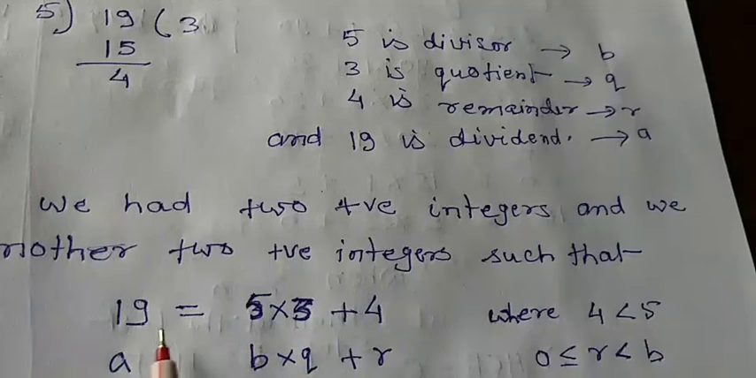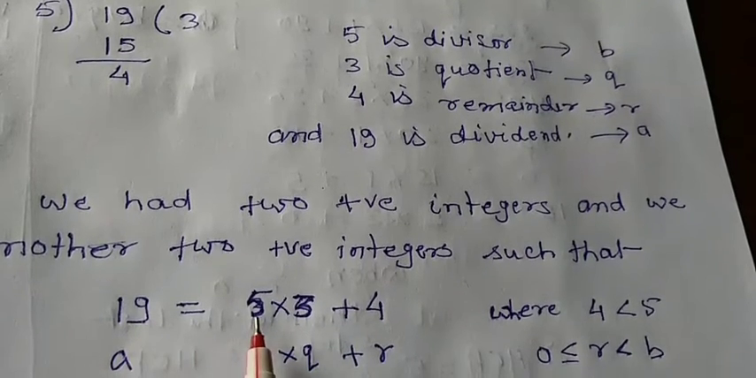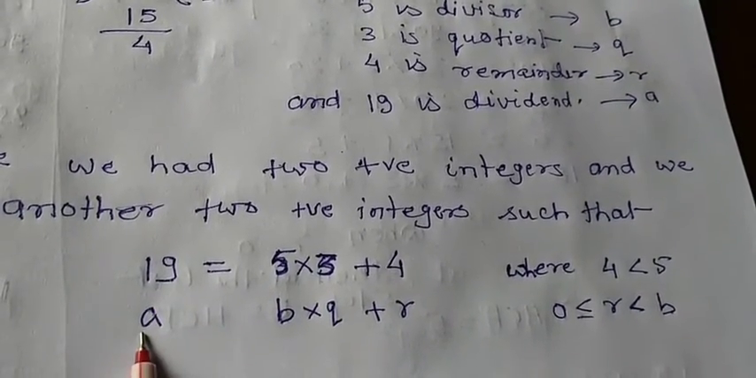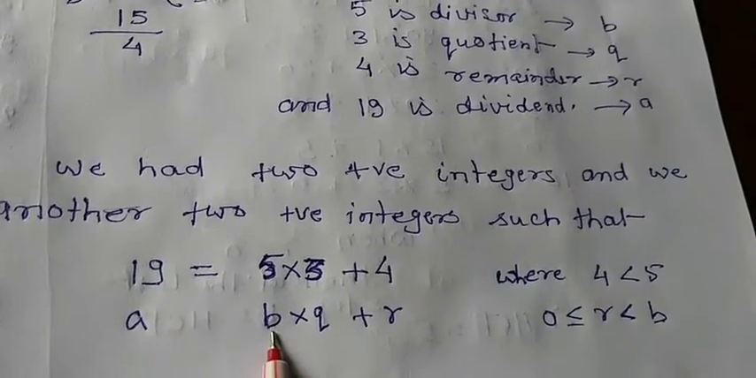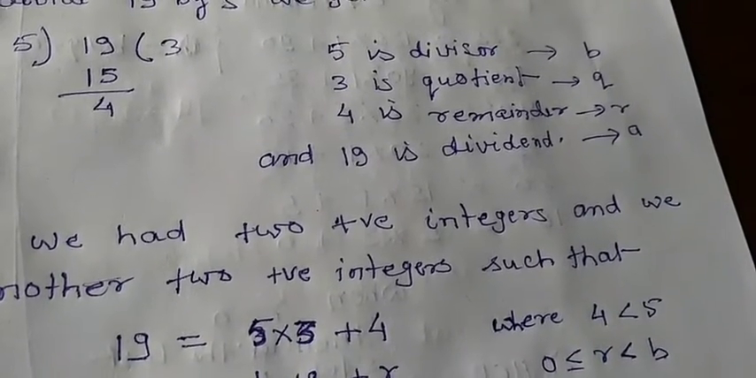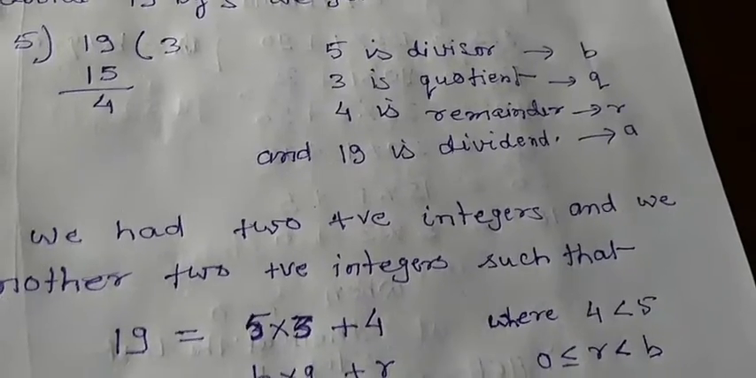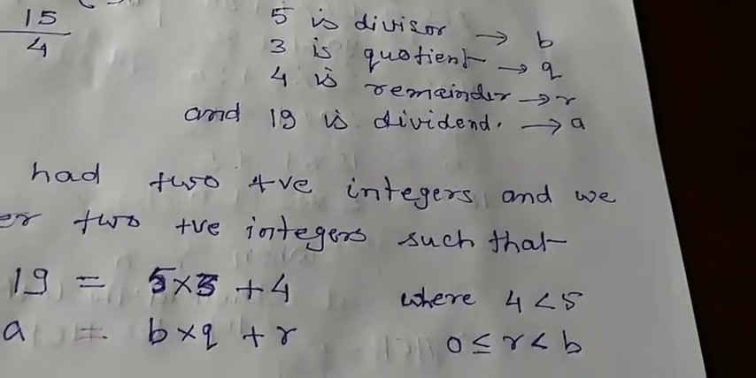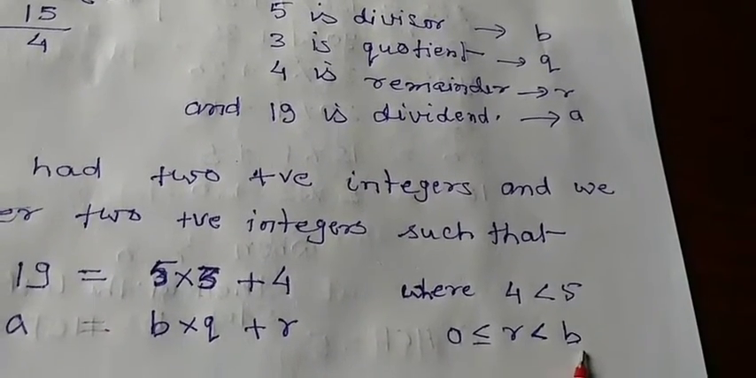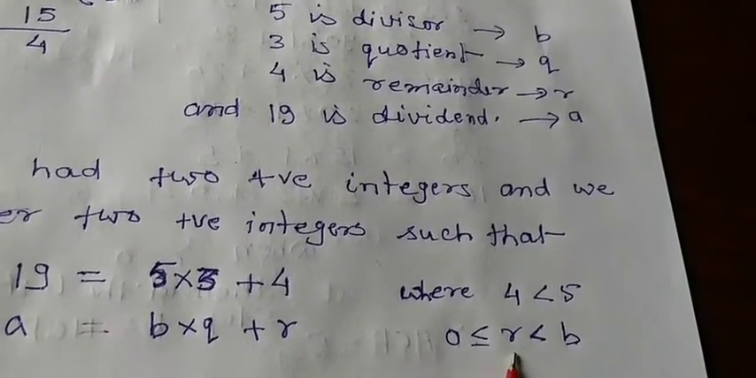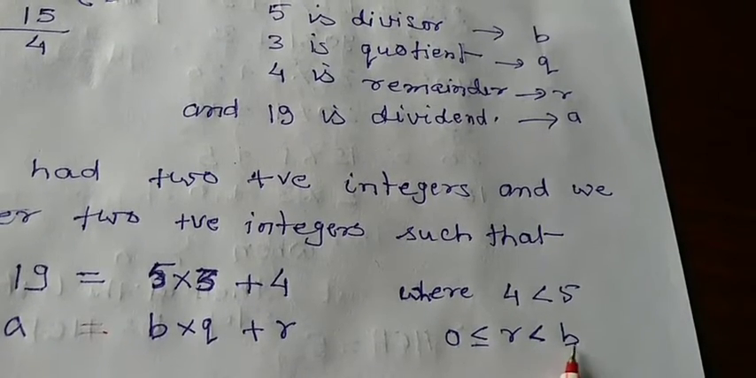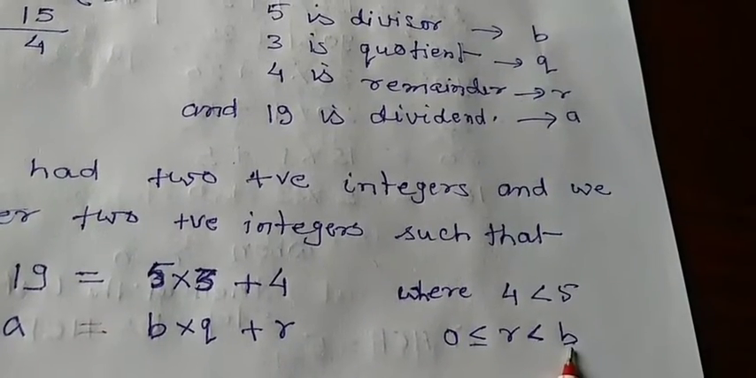You know the division theorem. Dividend is equal to divisor into quotient plus remainder. So this can be written as A = B × Q + R, where R is the remainder, which is less than the divisor but greater than or equal to 0. It may be 0, 1, 2, or anything less than B. It is not more than B or equal to B.